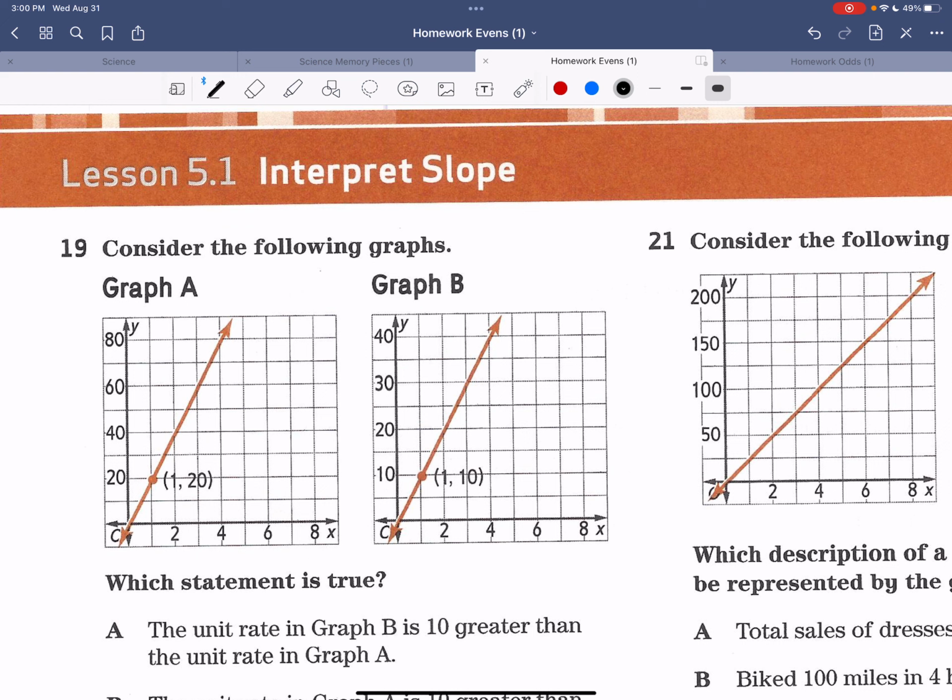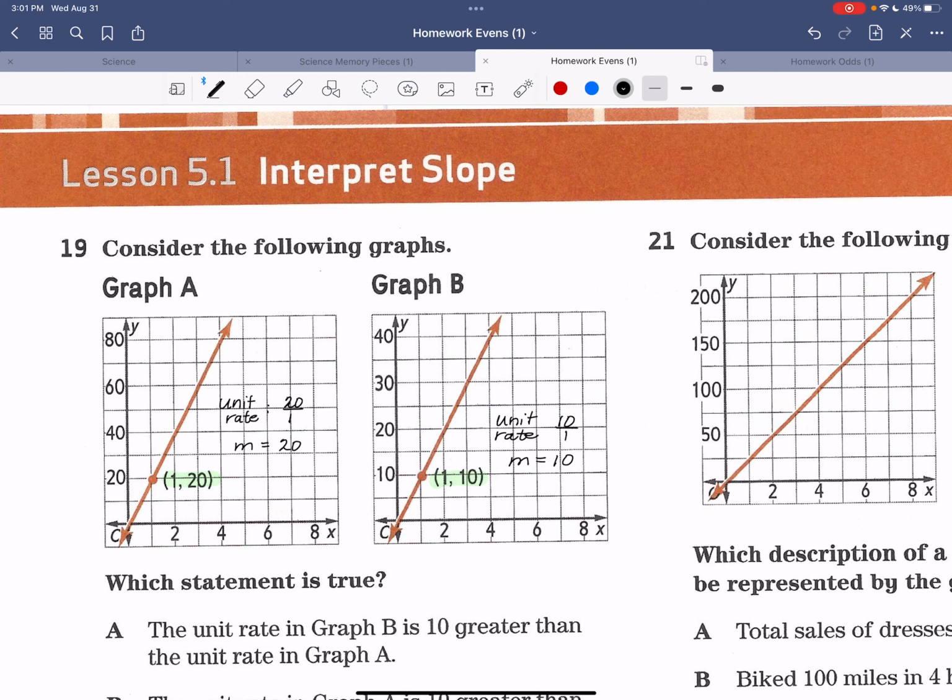Well, they were nice to us on this one. They gave us the unit rates right here. If you want to write them as actual rates, you would say that the unit rate is 20 to 1. We could also say that the slope is 20. On this one, the unit rate is 10 to 1, rise over run, and the slope is 10.